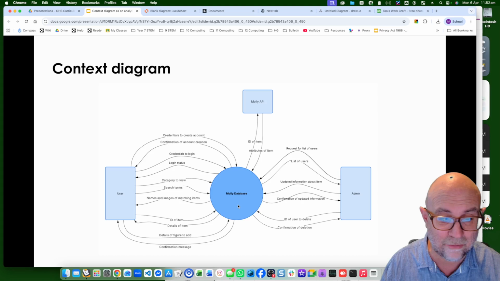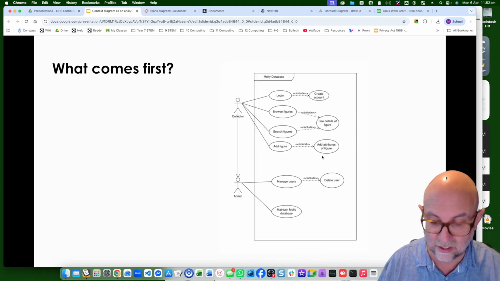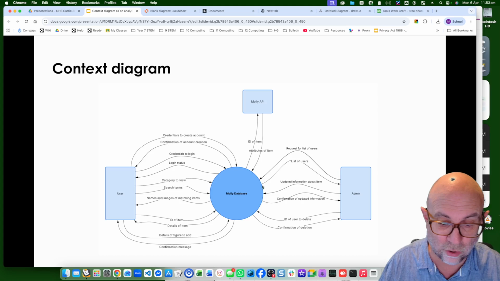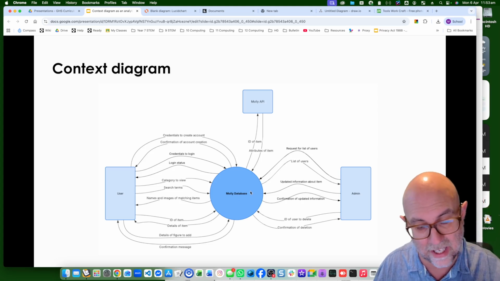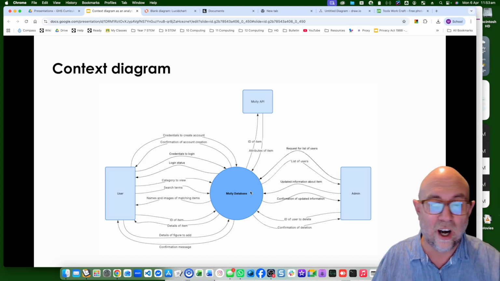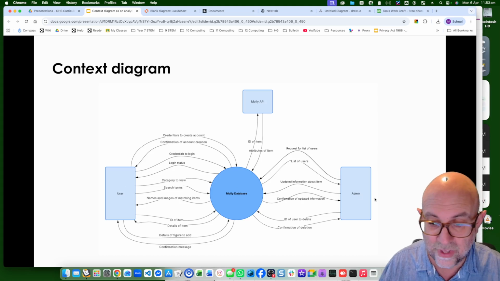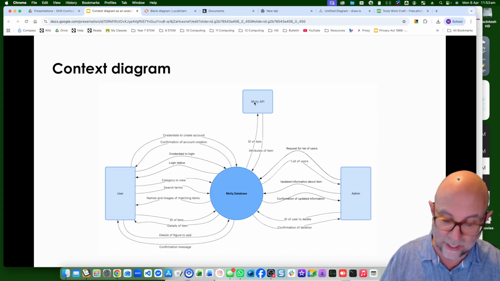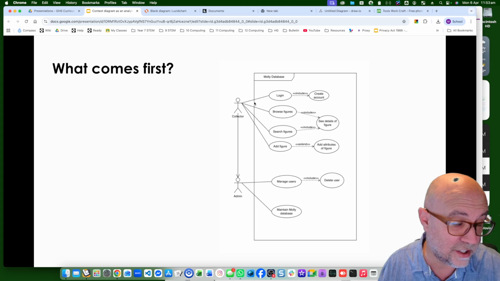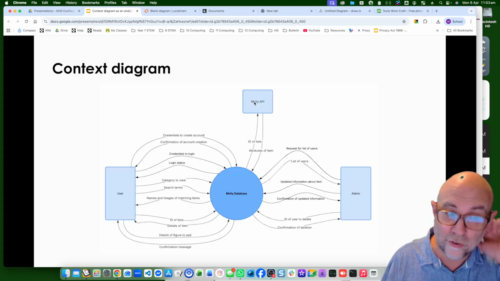But what they do have in common is that whereas the system is represented by this rectangle in the use case diagram, it's represented by this circular object here, which is the Molly database. Now that's just the name of my program, it's not actually a database, and I should have known better on there. And my external entities are the user, the admin, and the Molly API. Now I actually didn't mention the Molly API before because the user doesn't directly interact with it. But now we're starting to talk about data flows.